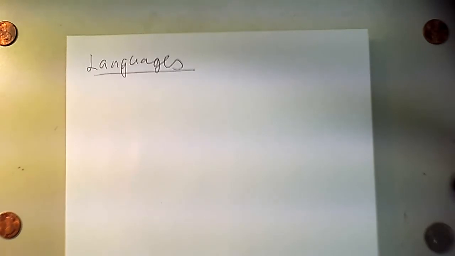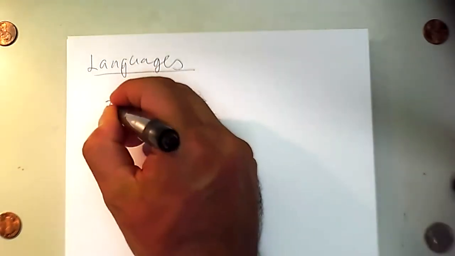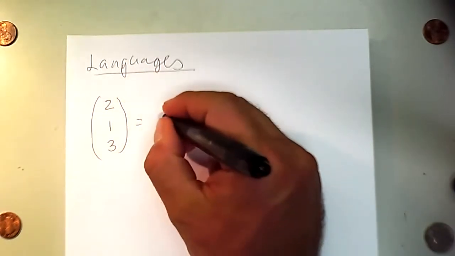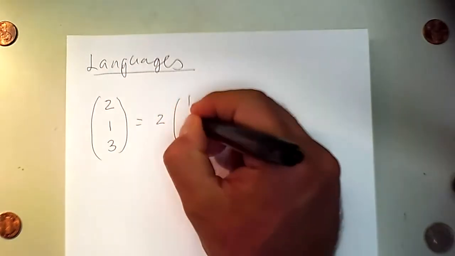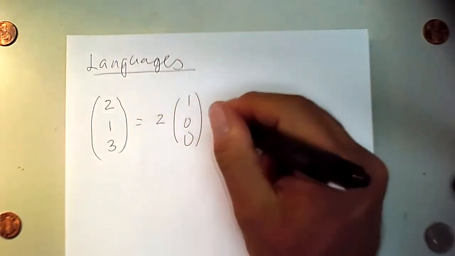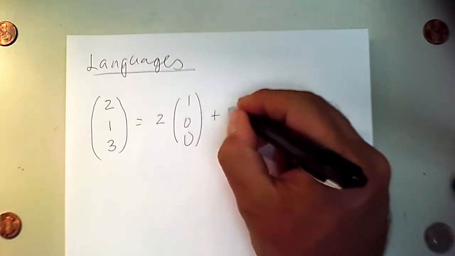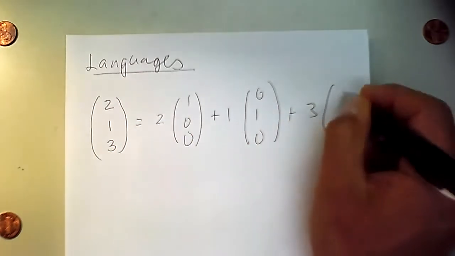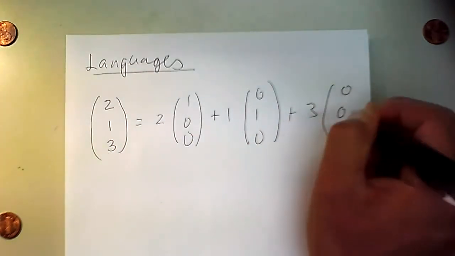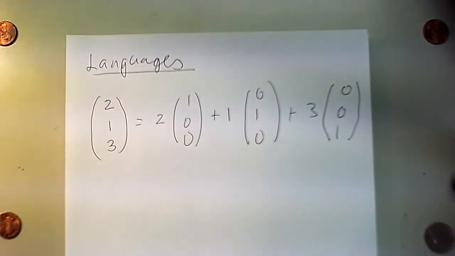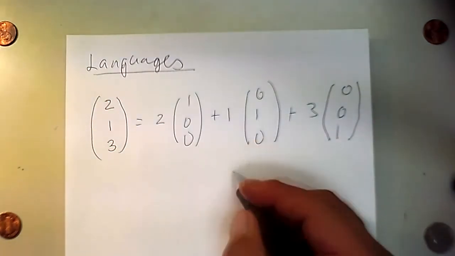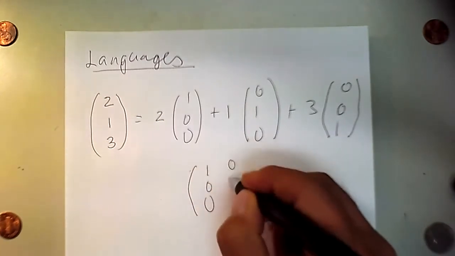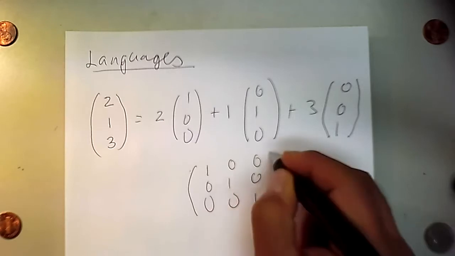So when we write down 2, 1, 3, we are assuming we have 2 of these vectors plus 1 of this vector plus 3 of this vector, 0, 0, 1. Notice that those vectors form the identity matrix: 1, 0, 0, 0, 1, 0, 0, 0, 1.